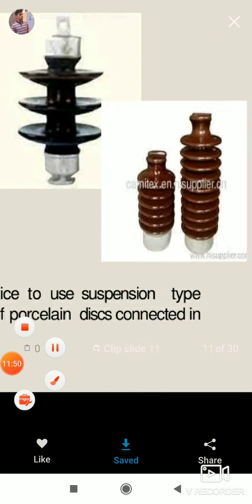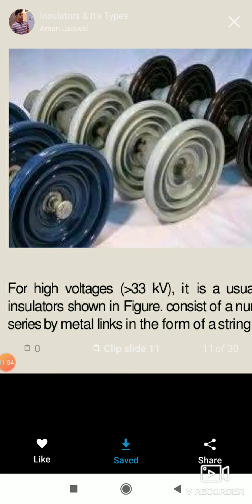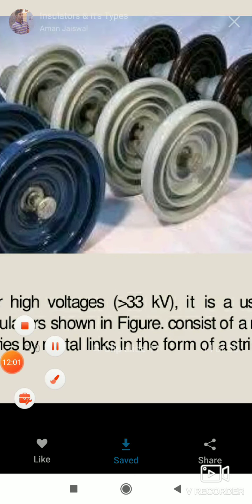So this is the design consideration. These are a number of discs that are connected in a string. So this is about the suspension type insulator.